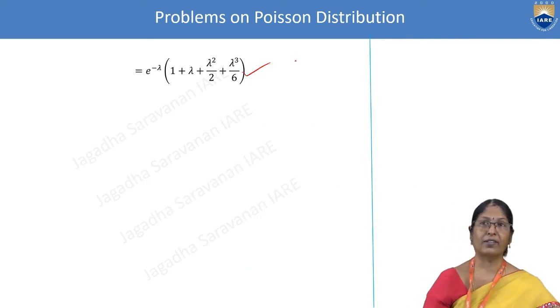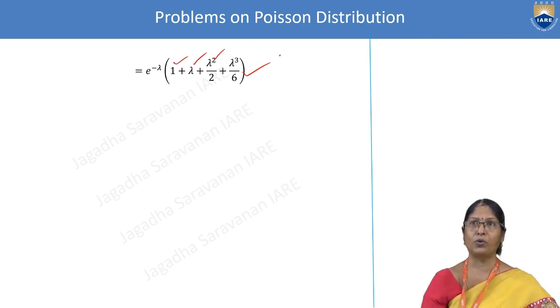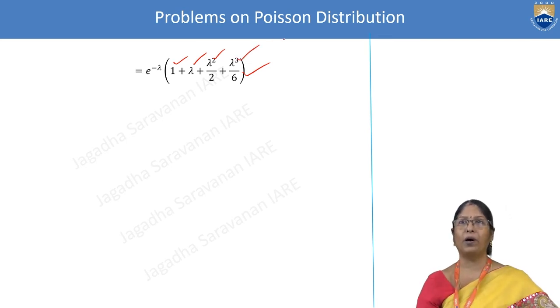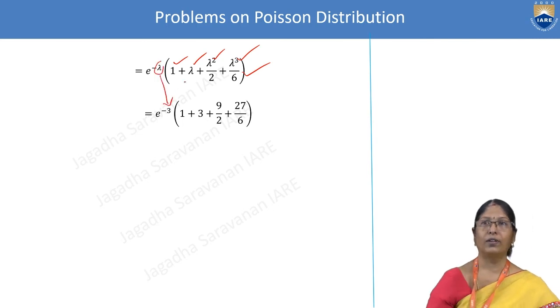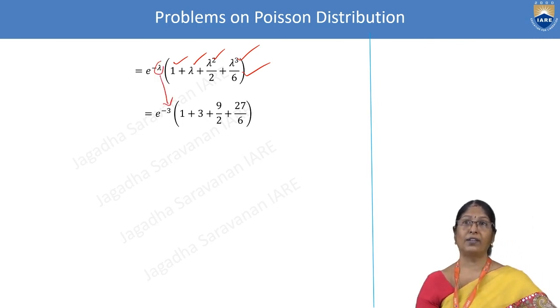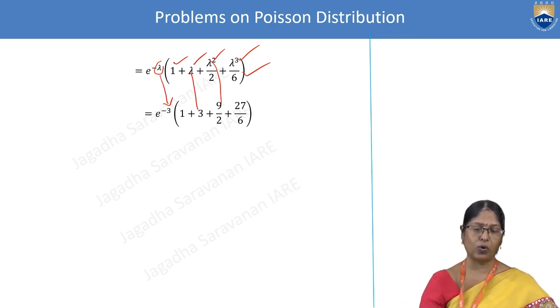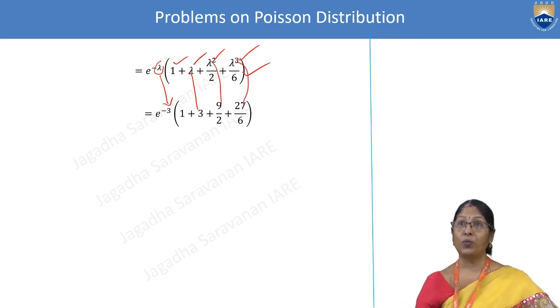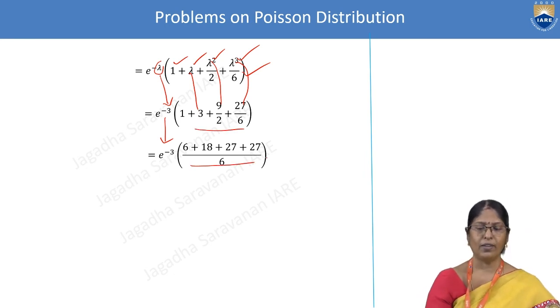So e power minus lambda of 1 plus lambda square by 2 plus lambda cube by 6. In the place of lambda we place the value 3. So lambda square, our lambda is 3: 3 square is 9, 3 cube is 27. So e power minus 3, and here completely we have taken the LCM. 6 is playing the role of LCM.